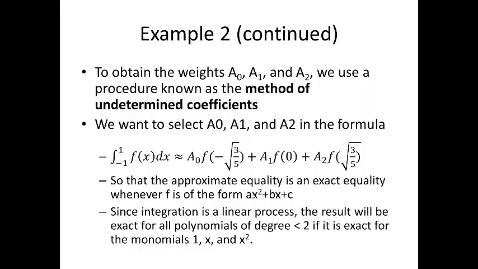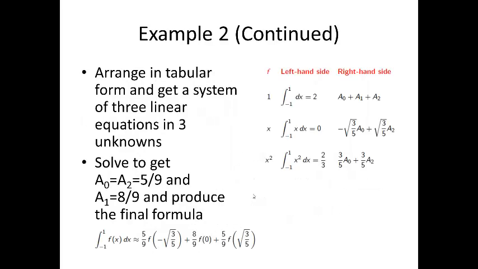Now we can arrange these calculations in tabular form. In the table, the left-hand side holds the integrations of the monomials and the evaluation of those: 2, 0, and 2/3. The right-hand side holds a system of linear equations. So we end up with a system of 3 linear equations and 3 unknowns, and we can solve this to get A0 equal to A2, which is 5/9, and A1 is 8/9.